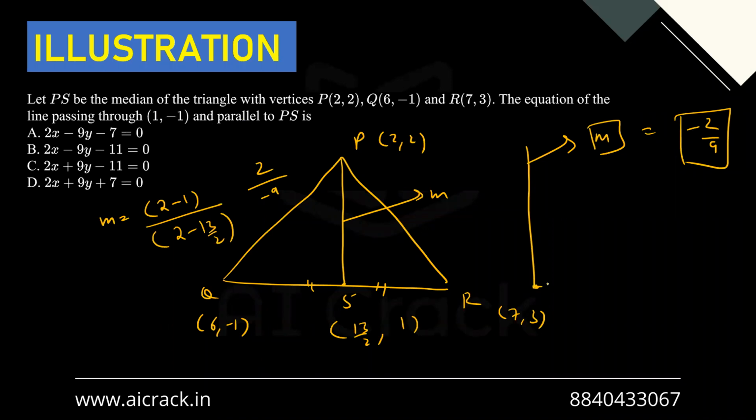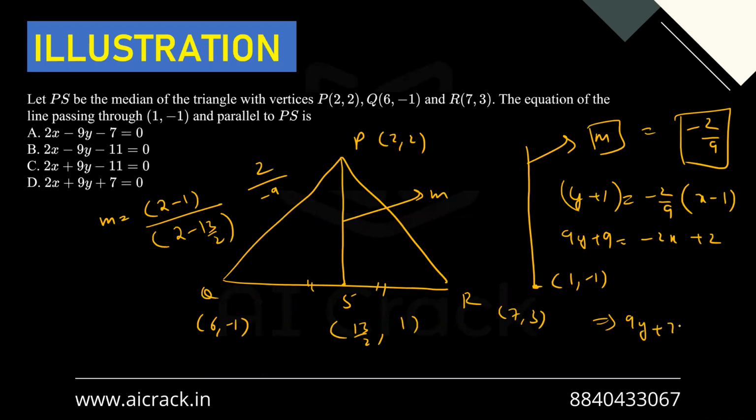So basically we have been given the point (1, -1). We know the slope of this line. Can we write the equation of this line? Yes. So that would be y minus y1, that would be y plus 1, equals m times x minus x1, that would be x minus 1. So this would become 9y plus 9 equals minus 2x plus 2. So that would give me 9y plus 2x plus 7 equals 0. So D is the correct answer.